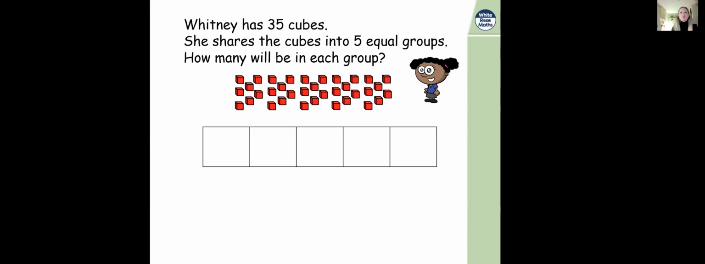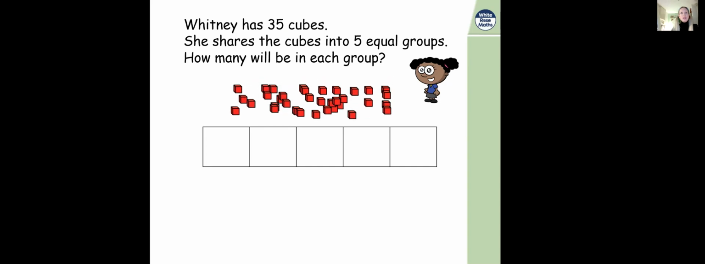Let's see what that looks like. There you go. Can you see that? Count the boxes. 1, 2, 3, 4, 5. So she's going to share her cubes out equally. We've done lots of that before, so we know what that's going to look like. Let's see what happens when she shares those out equally into those 5 groups.